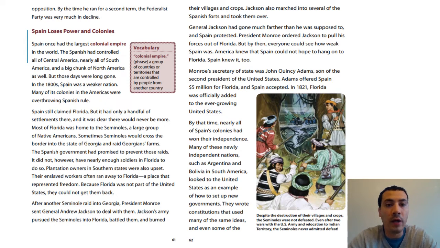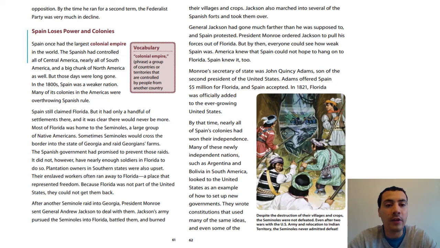Spain loses power and colonies. Spain once had the largest colonial empire in the world. The Spanish had controlled all of Central America, nearly all of South America, and a big chunk of North America as well. But those days were gone.